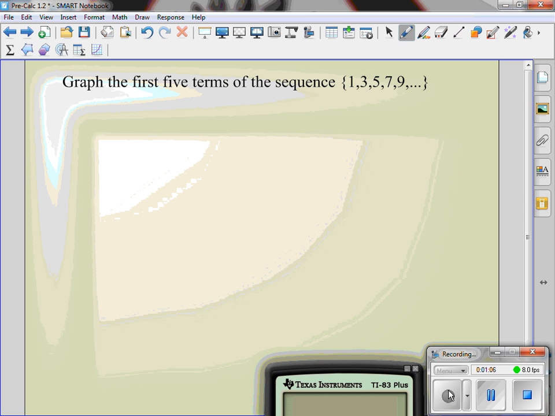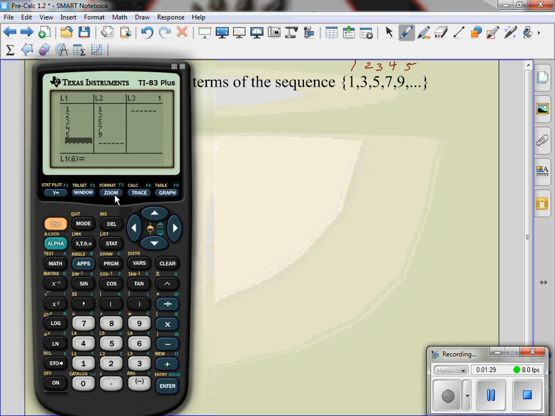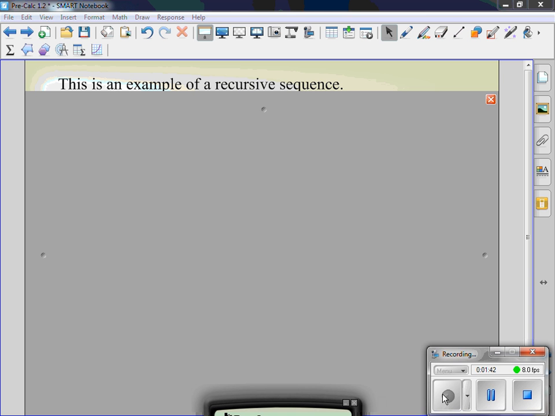We're going to graph the first 5 terms of this sequence. This should be fairly easy. Before you ask how do we graph it, we're talking about the term and what the number is. This is the first term, this is the second term, this is the third term, the fourth term, the fifth term. When I graph this one, what is it? Perfectly straight line. What's happening every single time? Going up 2. This is an example of a recursive sequence.